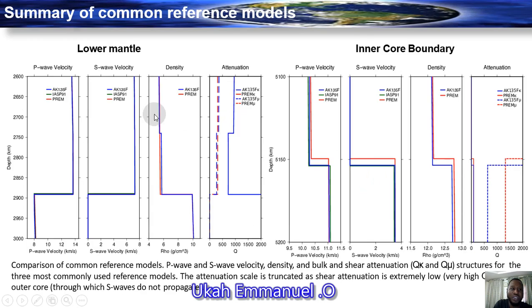So this is the lower mantle and this is the inner core. You can see the inner core P waves here, it is different. It's actually not in the same line. So this whole thing is a comparison of the common reference models: P waves, S waves, velocity, density, bulk and shear attenuation structures. And the attenuation scale is truncated as shear attenuation is extremely low.